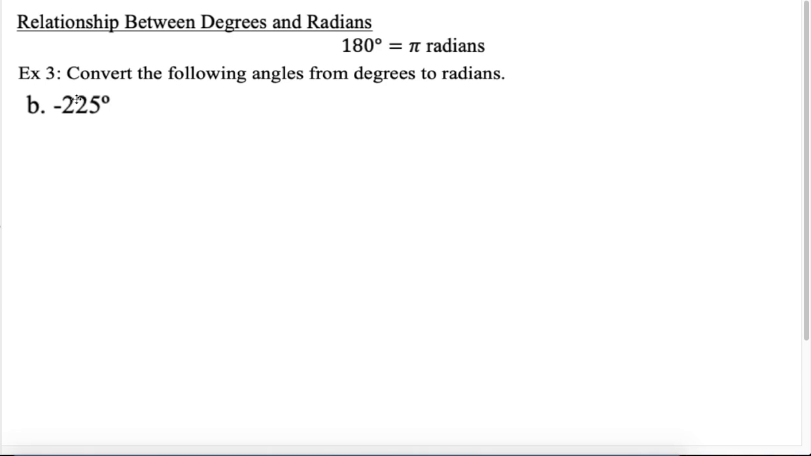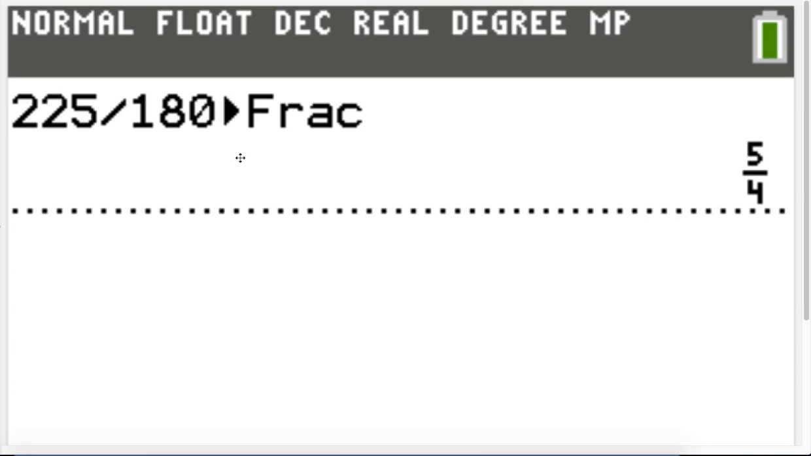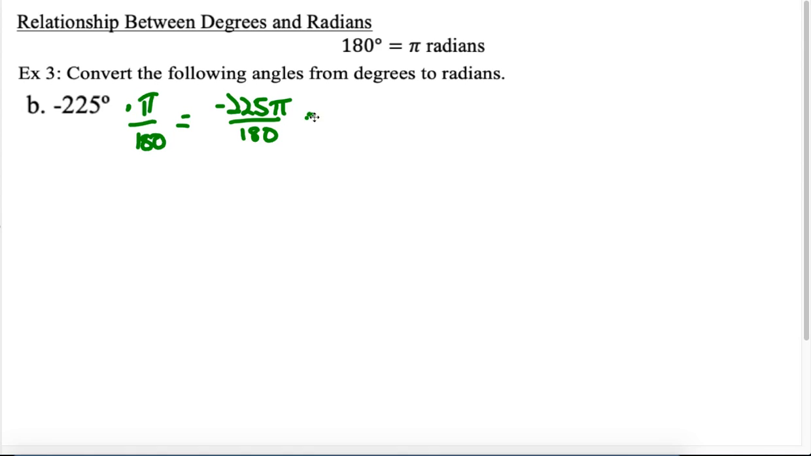Okay, let's try another. If we do negative 225 times pi over 180, that's negative 225 pi over 180, and again, we just want to reduce that as far as possible. Know that the calculator can do that for you. If you hit the math button, the first option is frac. So if I just put 225 divided by 180, then math 1, it'll put the fraction in lowest terms for me. So this would just be equal to negative 5 pi over 4. For that, I just put the 225 over 180 into the calculator. I did not include the pi because I know that's just going to get tacked on at the end.